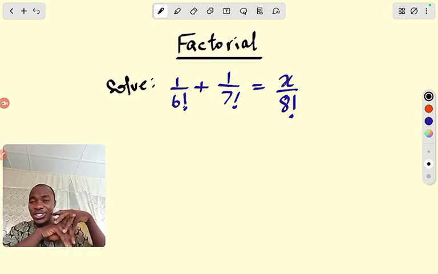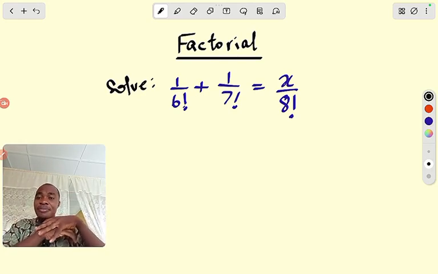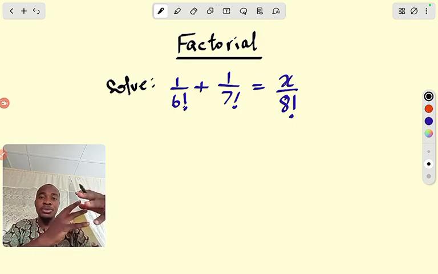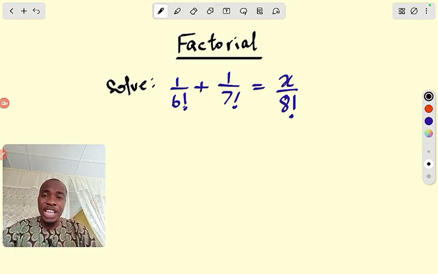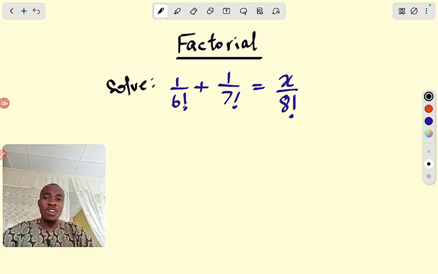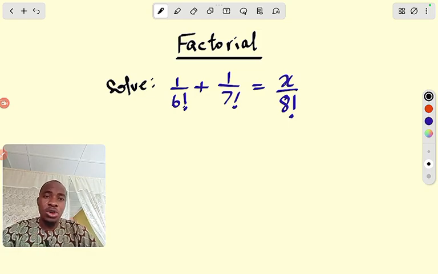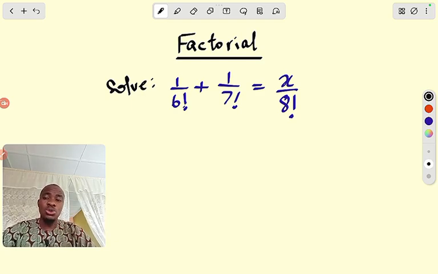Into this tutorial today we are going to be solving this factorial problem. Okay, we are going to be solving this factorial problem. So now from the question we are given 1 over 6 factorial plus 1 over 7 factorial equals x over 8 factorial. Now having this, what are you going to do?